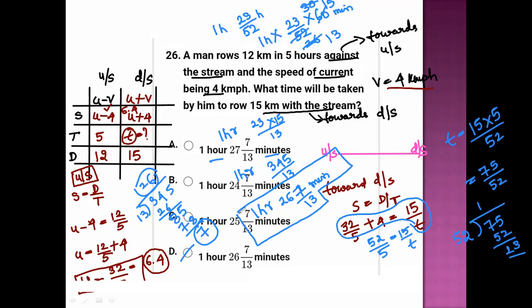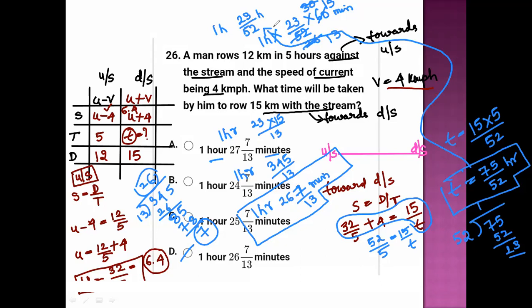Very simple one. Conversion is required. You can directly find in the problem that T is equal to 75 divided by 52 hours. But again, we need to convert into minutes as well as hour. Therefore, I converted first into the hour, and you will get 1 hour 23 divided by 52 hour.